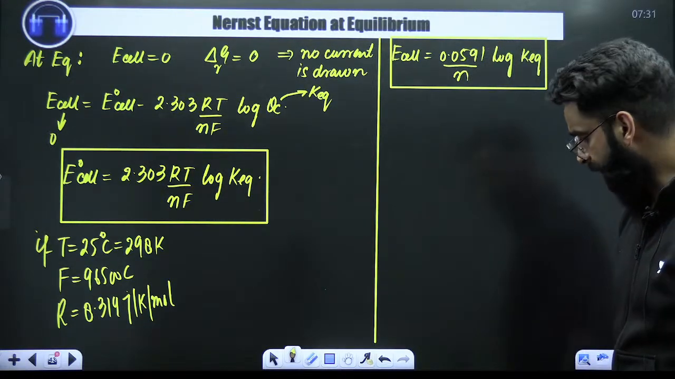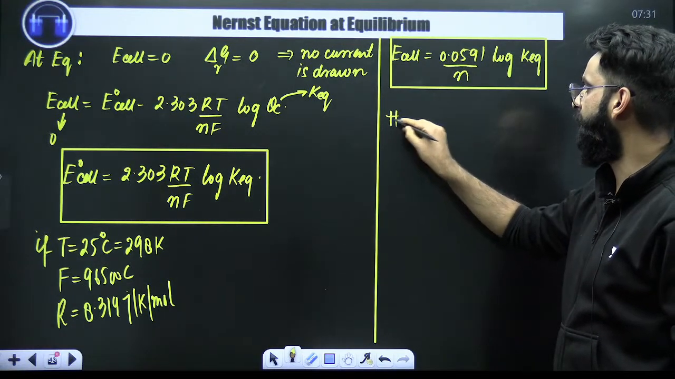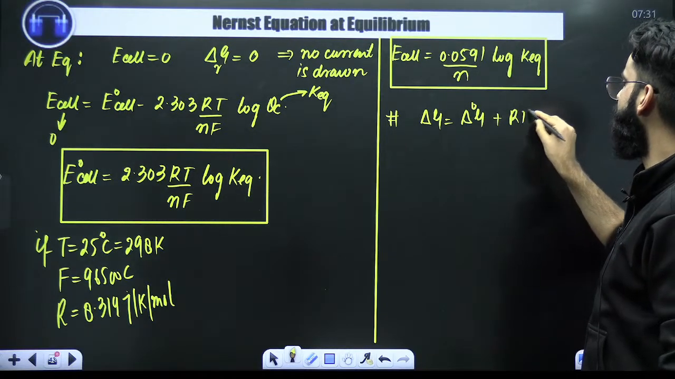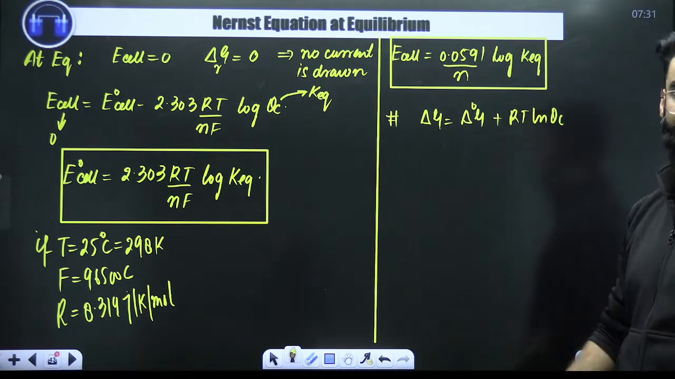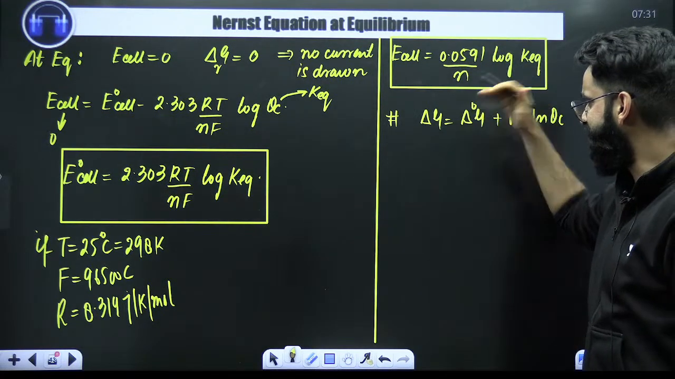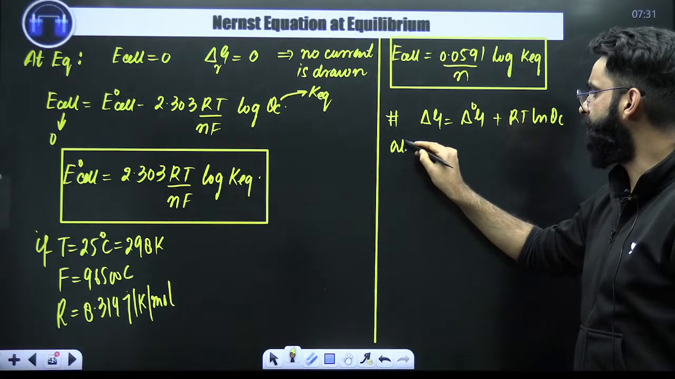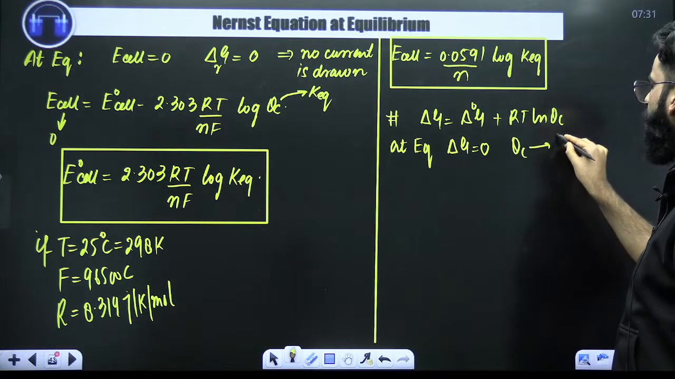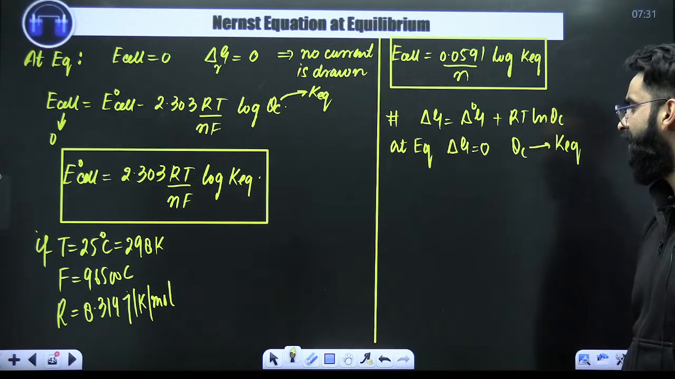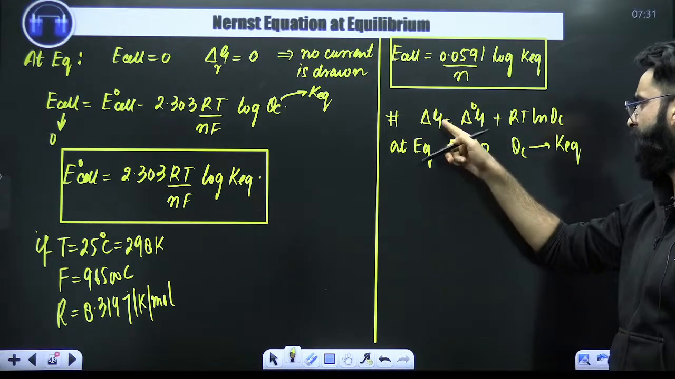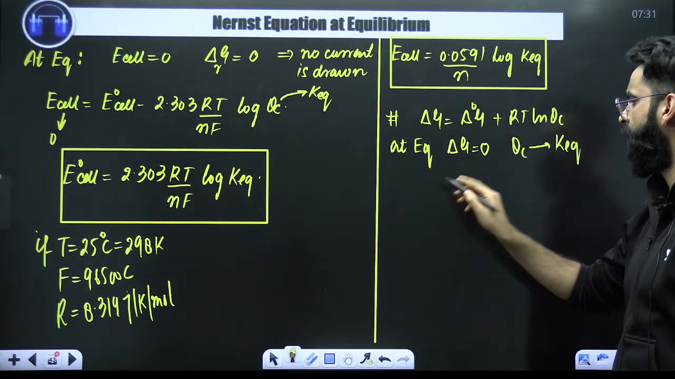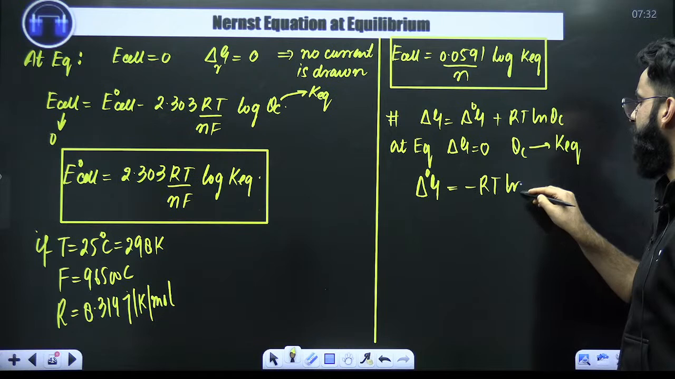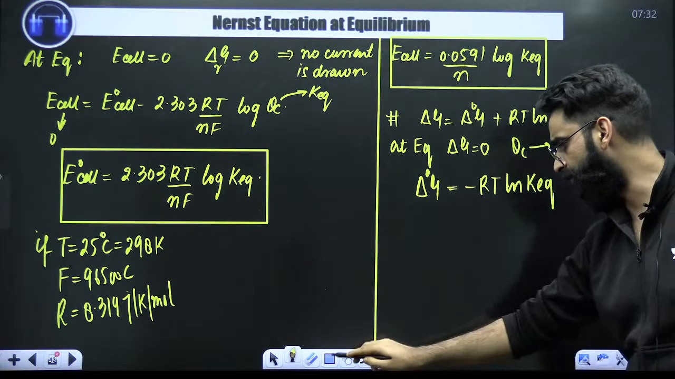Now, my dear students, there is one more thing. Do you remember I gave you one equation long back that was delta G is equal to delta G naught plus RT ln of QC? Now, if I write the same equation at equilibrium, your delta G is 0 and QC is replaced by KEQ. So from this particular equation, what do I get? I get delta G naught is equal to minus RT ln of KEQ, right? This is one more expression.